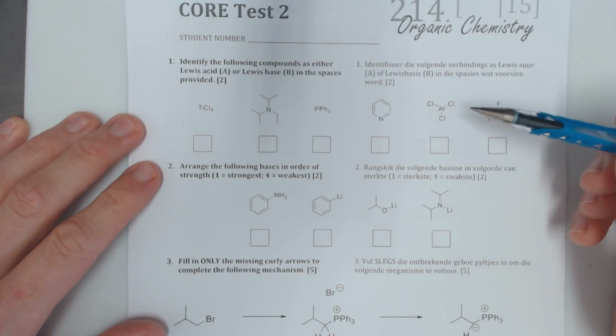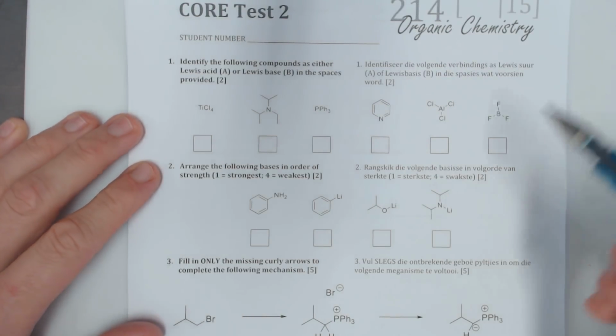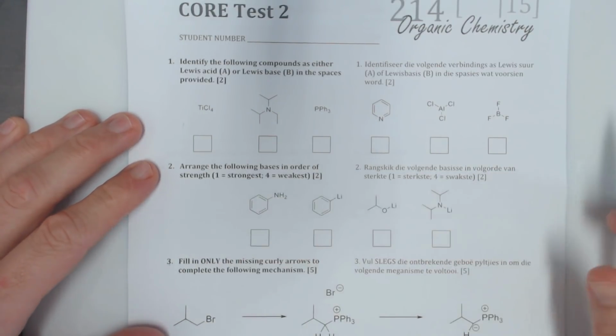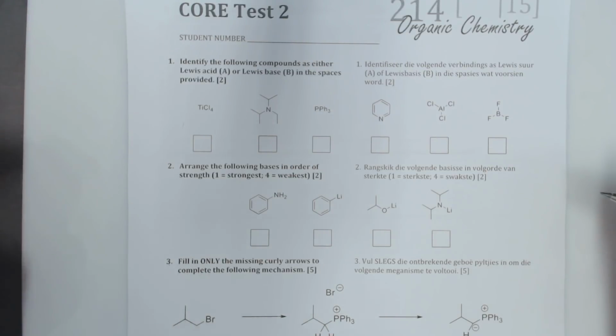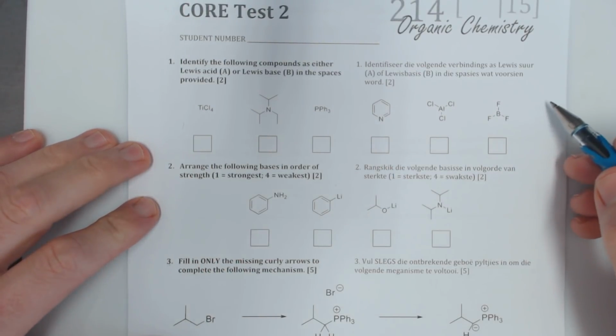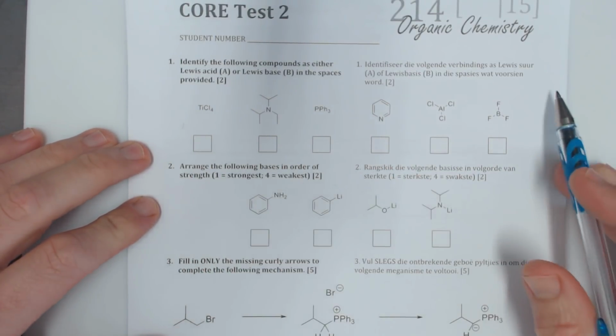All right, so this is the memo for core test 2. The first question was asking you to identify the various compounds and identifying whether they're Lewis acids or Lewis bases. This is a really important thing in chemistry, is recognizing this concept. The question was only 2 marks, but you had to get everything right to get the 2 marks.